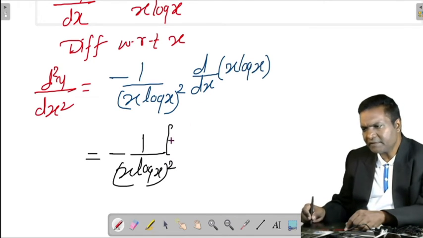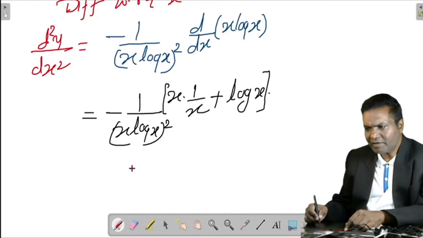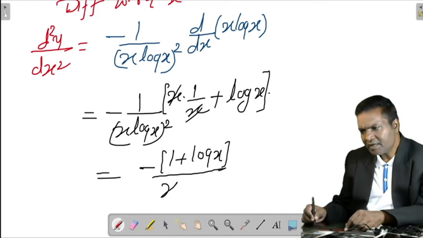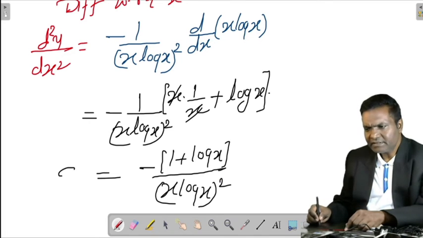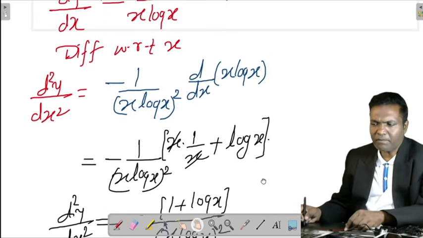Use product rule here. x into derivative of log x is 1 by x plus log x, derivative of x is 1. So what will we get? x cancels. It is minus 1 plus log x divided by x log x whole square. So this is your d square y by dx square. Check your answer. Minus 1 plus log x by.